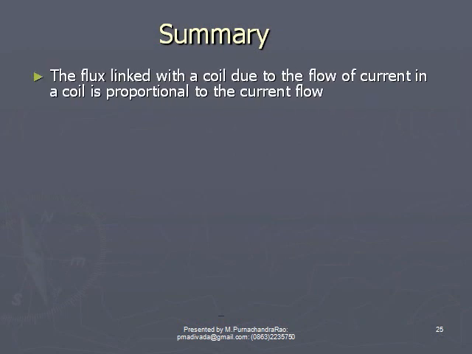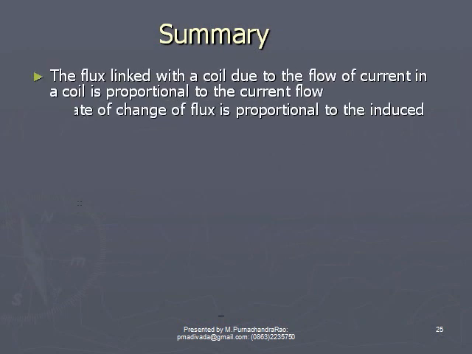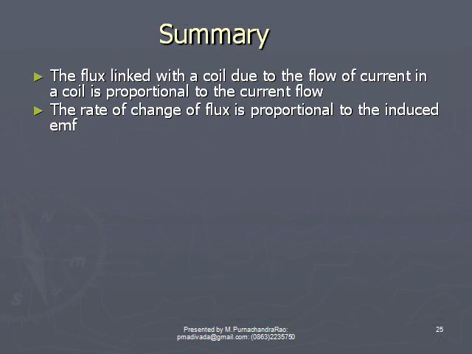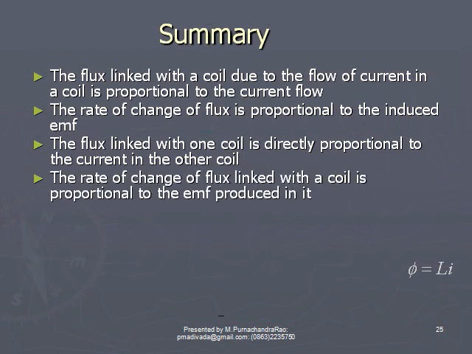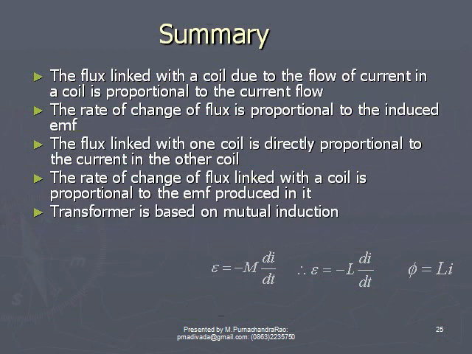Summary of this class. The flux linked with a coil due to the current flow in it is directly proportional to the current flow. If φ is the flux and I is the current, φ = LI, where L is known as the coefficient of self-inductance. The rate of change of flux is proportional to the induced EMF. So E = minus L dI/dt. Minus sign comes due to Lenz's law.